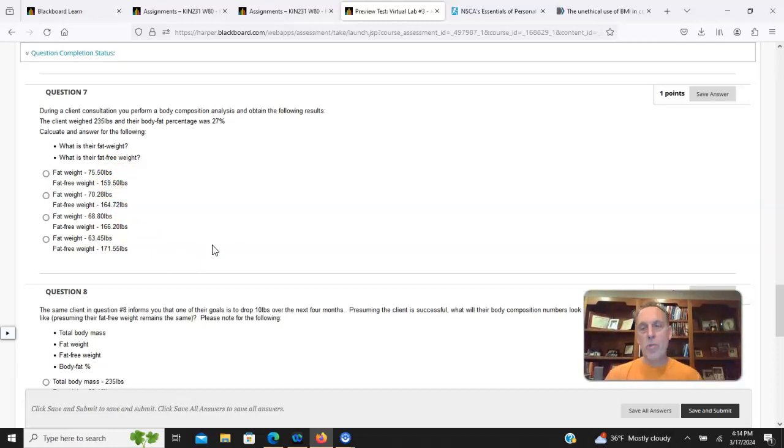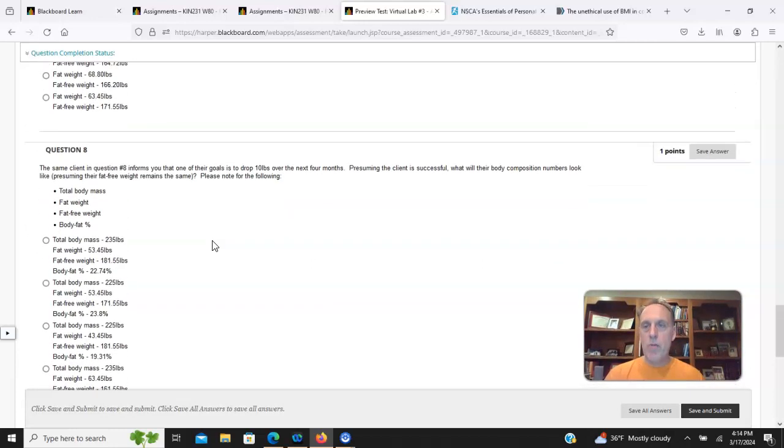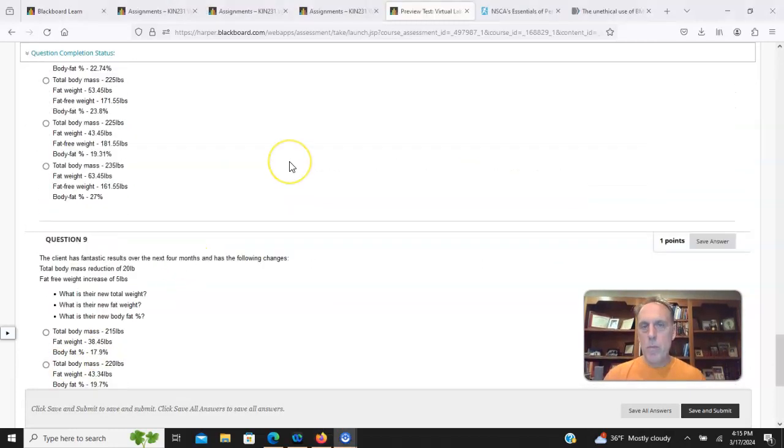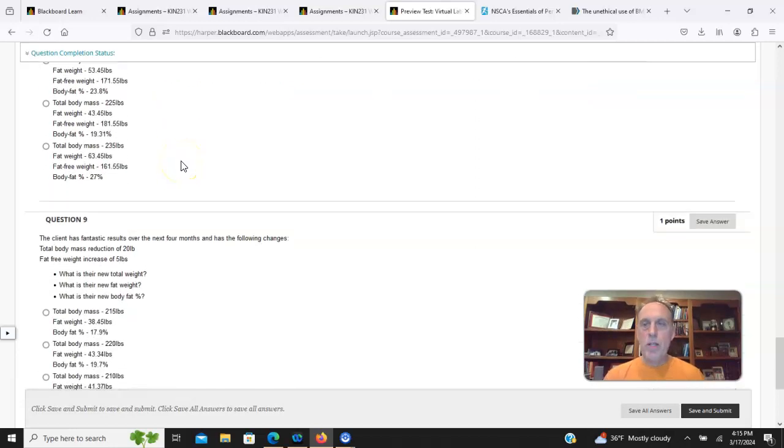If we take this a step further and we go to 8, that same client, I'll fix that. Hold on one second. Yep, just like I said, that same client that was in question 7 informs you that one of their goals is to drop 10 pounds over the next 4 months. All right, so presuming that they're successful, what would their body composition look like? And from there, come up with their total body mass, their fat weight, their fat-free weight, and their body fat percentage. Got it?